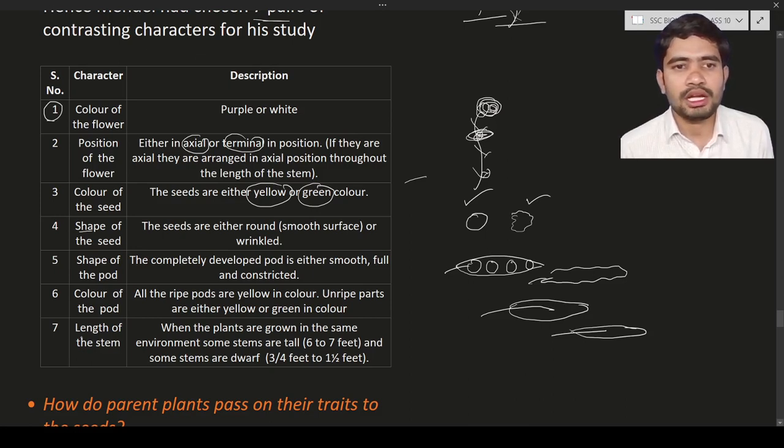Next is the length of the stem, how long it is. Let us consider this is the ground. On the ground, the plant may be this much height, and another plant may be this much height. These are pea plants only. Why is there a difference in height? This is due to the characteristics or traits. This is also one of the main characteristics Mendel used to select the pea plant. Here the pods also have different colors, either yellow or green.